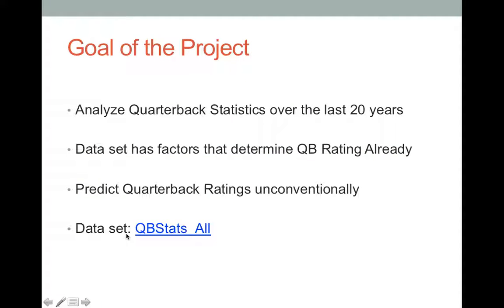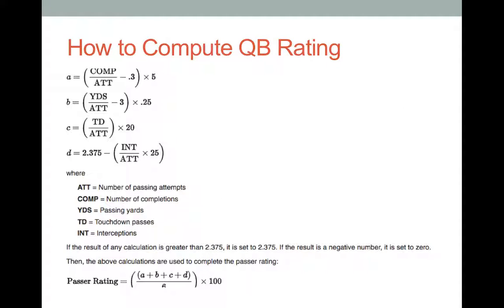So the goal of the project: I decided to focus on the sports realm, specifically American football, where I look at quarterback rating over the last 20 years and take in various factors to try to accurately predict quarterback rating unconventionally. What do I mean by unconventionally? The current way to predict quarterback rating, as you can see, is pretty ridiculous. They take in 5 different factors: attempts, completions, yards, touchdowns, interceptions, do a bunch of crazy math, and out comes your quarterback rating. So let's see if we can use some different factors and no math and see how accurate we can come to predicting a quarterback's rating.